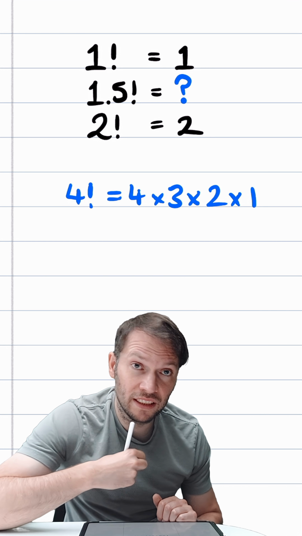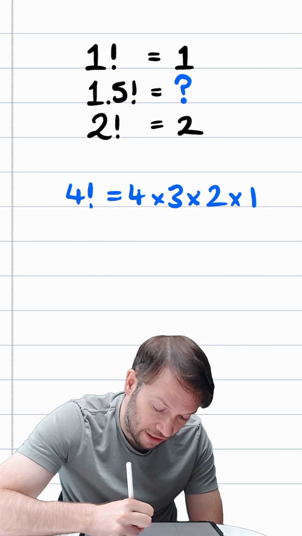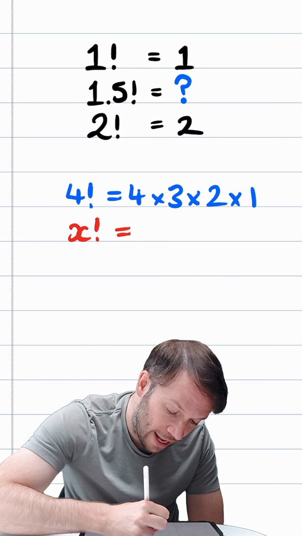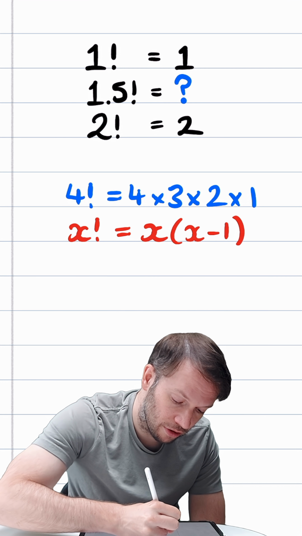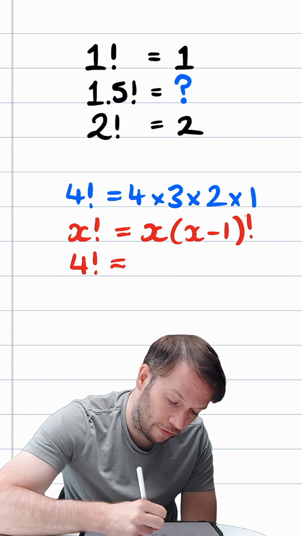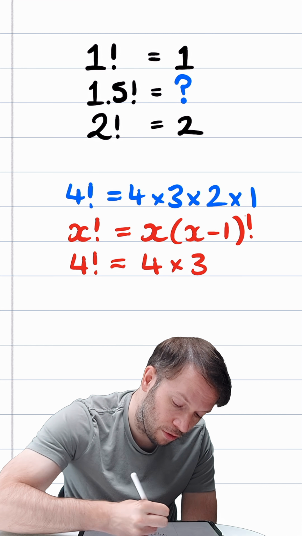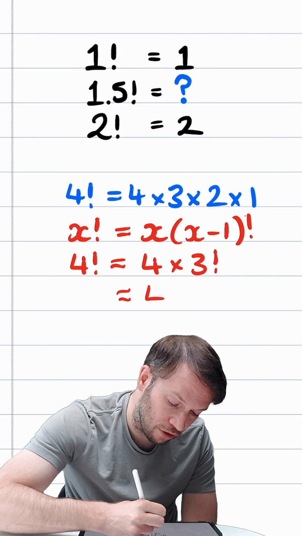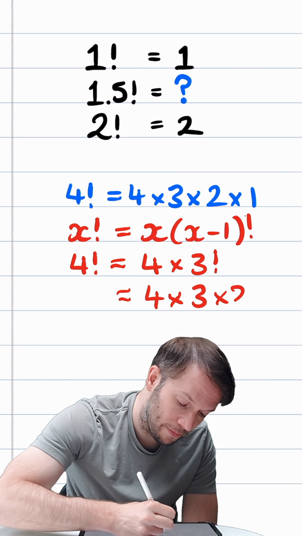And we also expect it to follow the key law of factorials, which is this, that x factorial is x times (x minus 1) factorial. For example, if I had 4 factorial, that is equal to 4 times 3 factorial, which makes sense because 3 factorial is 3 times 2 times 1.